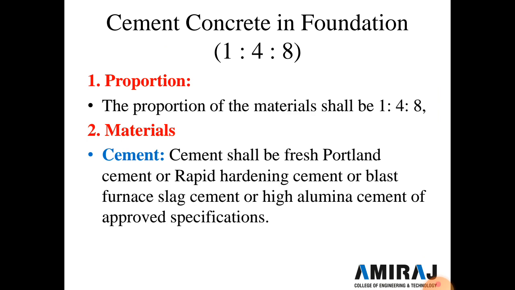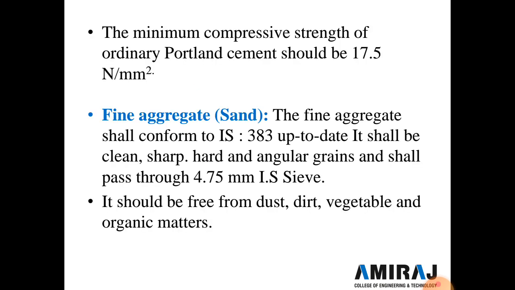The cement used shall be fresh Portland cement conforming to IS 269 up to date, or rapid hardening cement, or blast furnace slag cement, or high alumina cement. Approved specification is generally used, and the minimum compressive strength of ordinary Portland cement as per the standard IS 269 should be 17.5 Newton per mm square. This type of cement is generally used in cement concrete in a foundation of ratio 1:4:8.